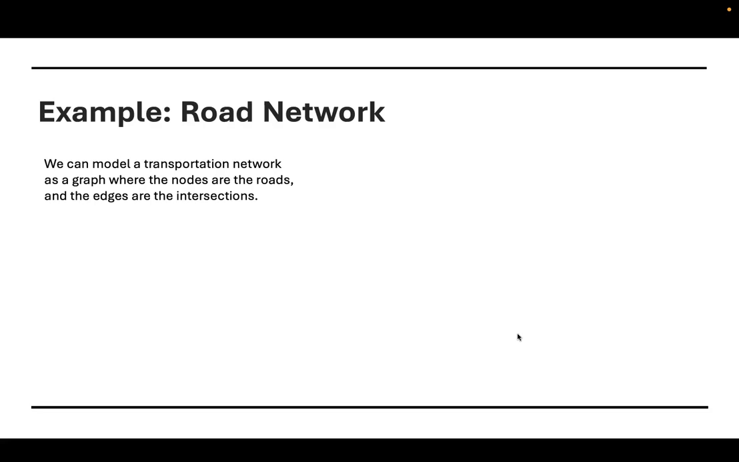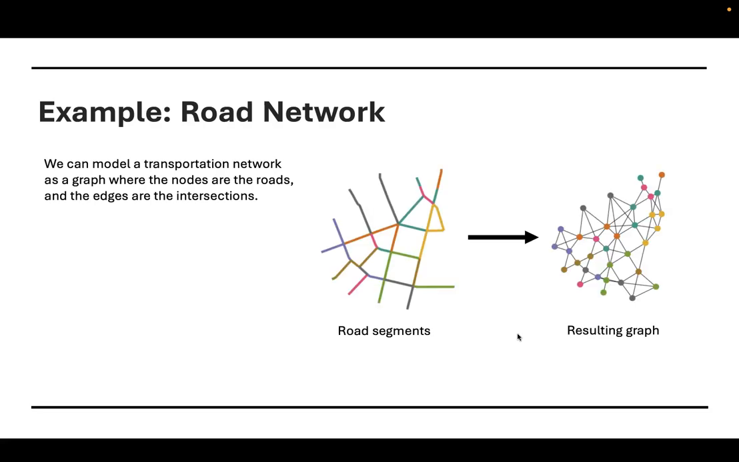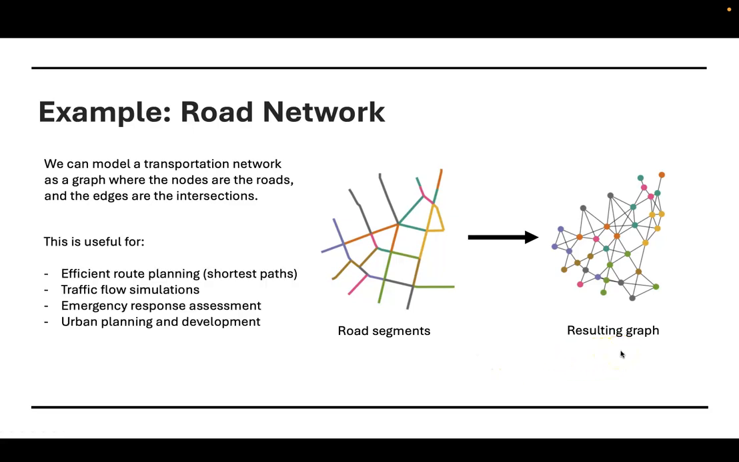Now let's take a look at an example. So we can model a transportation network as a graph where the nodes are the roads and the edges are the intersections. And so here on the left we have a road segment, and then we have the resulting graph on the right. And this is useful for several things, including efficient route planning via shortest paths, traffic flow simulation, and emergency response assessment, as well as urban planning and development.